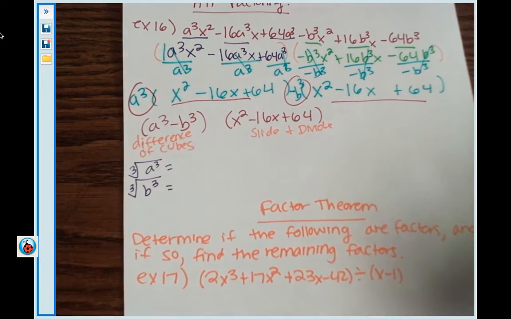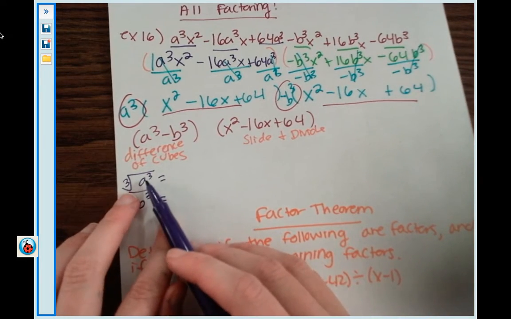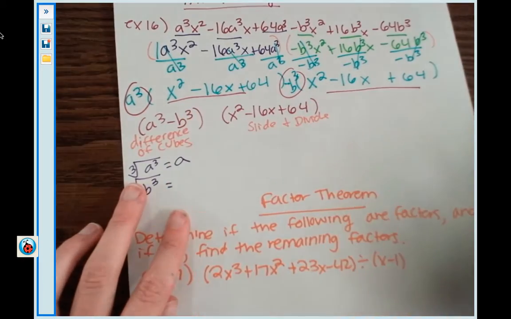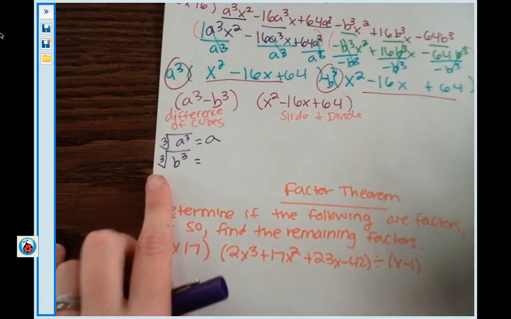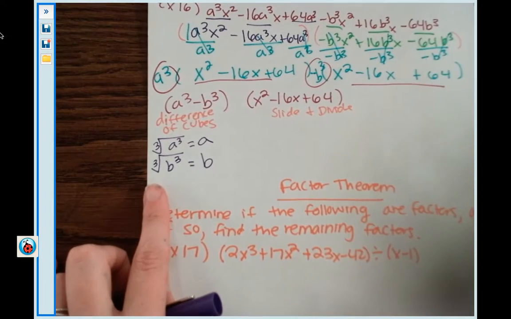All right, we're going to be dividing those exponents. So 3 divided by 3 is 1, so this will be a to the first. And 3 divided by 3 is 1, so this will be b to the first.